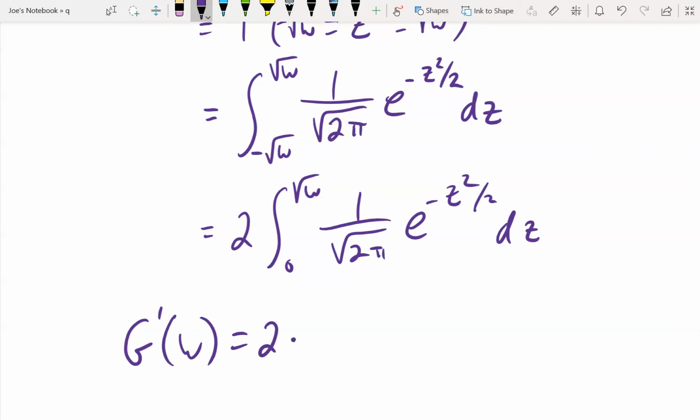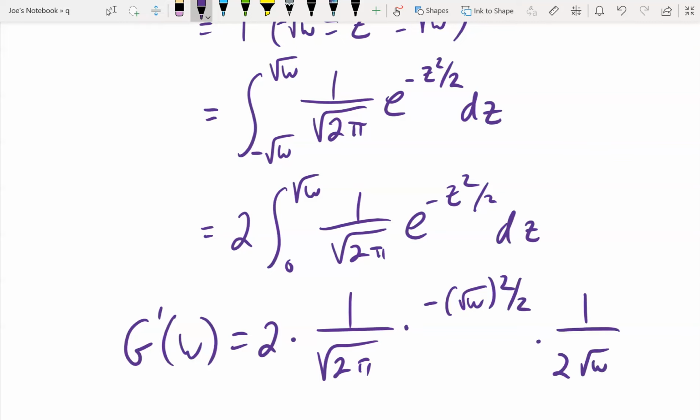will be 2 times 1 over root 2 pi times e to the negative root w squared over 2, times 1 over 2 root w. Oh, I do need an E, sorry. I forgot to write the E down.